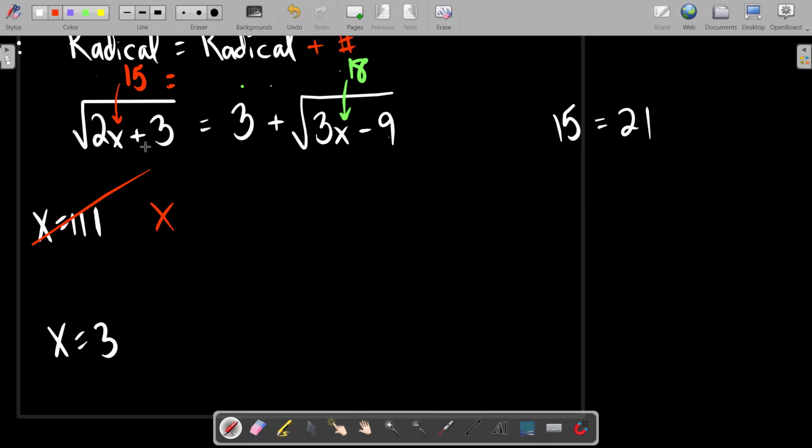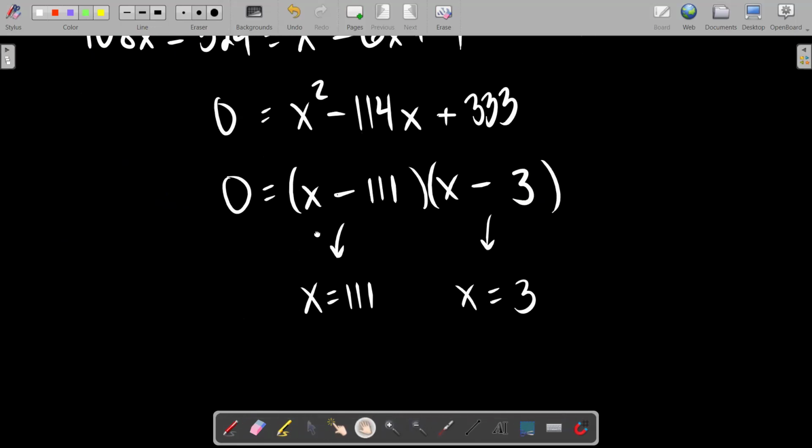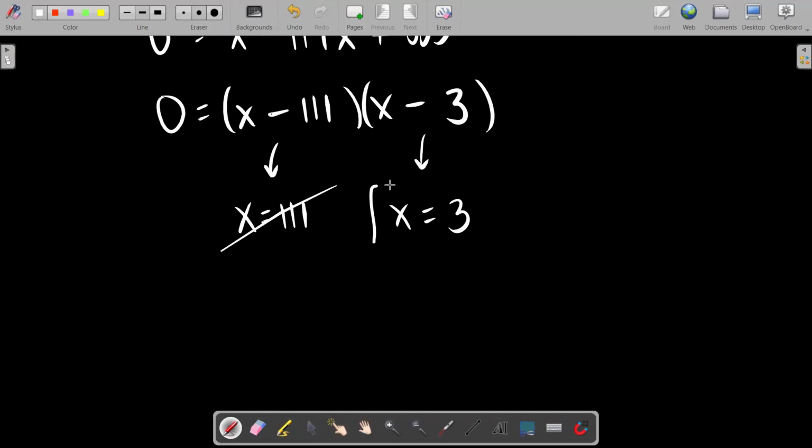Got it? Now let's test 3. If we go to where the red arrow is pointing first, this is easy math. What's 2 times 3? 6 plus 3, square root of 9. 3. Go to the right side, green arrow. What's 3 times 3? What's 9 minus 9? Square root of 0. 3 plus 0 is 3 equals 3. This one can have the green check mark of awesomeness, meaning that when I check my work, 111 got crossed, 3 gets boxed.